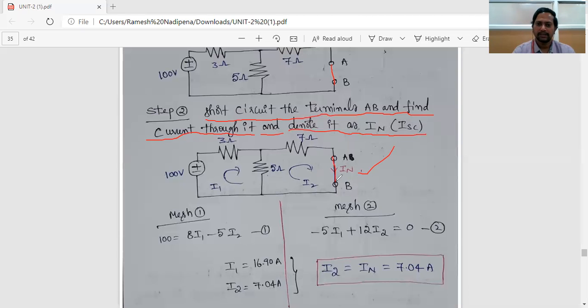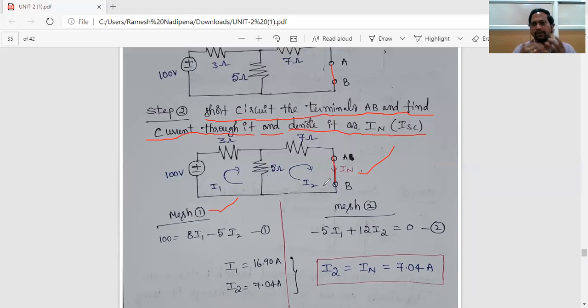For calculating IN, a number of techniques are there. Earlier, we have discussed KVL, KCL, mesh analysis, nodal analysis, the source transformation technique, Thevenin's theorem, a number of techniques are there. Here, in this example, I applied mesh analysis. So by using mesh analysis, I have to calculate the current passing through terminals AB.